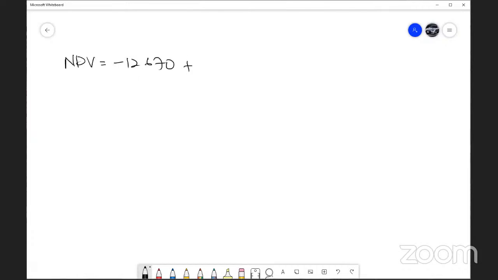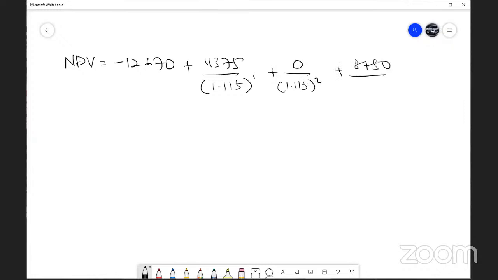And then the other 4 cash flows will be 4375 divided by 1 plus 0.115, which is 1.115 power of 1. 0 divided by 1.115 power of 2. 8750 divided by 1.115 power of 3. And lastly, 4100 divided by 1.115 power of 4. Try out. Tell me the answer. Okay, find me the answer. Financial calculator user, make sure your cash flow at time 0 is always negative.